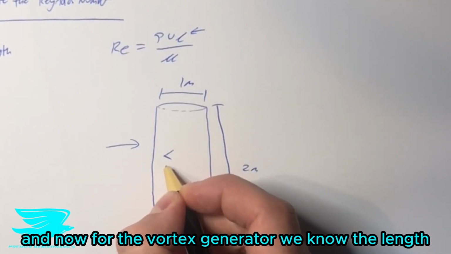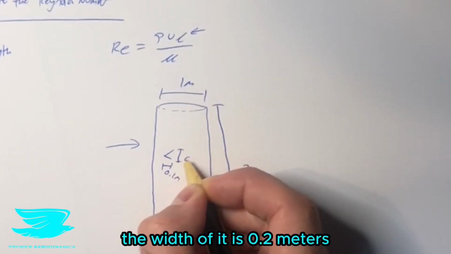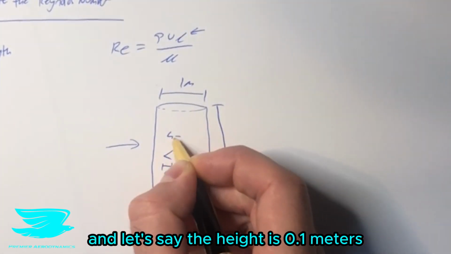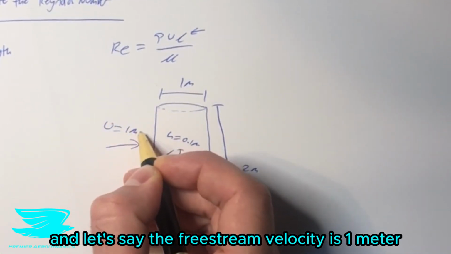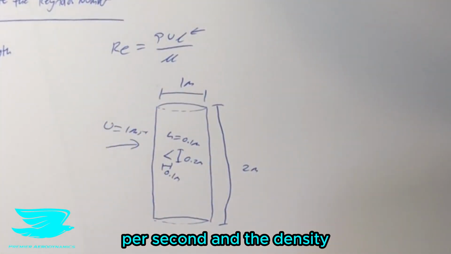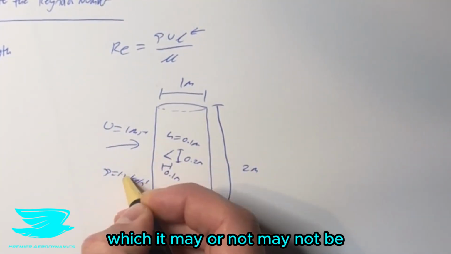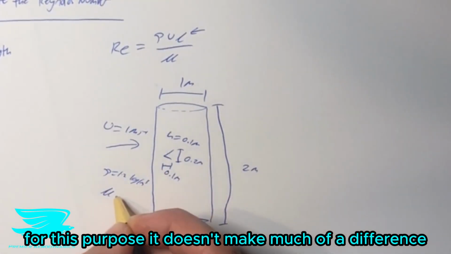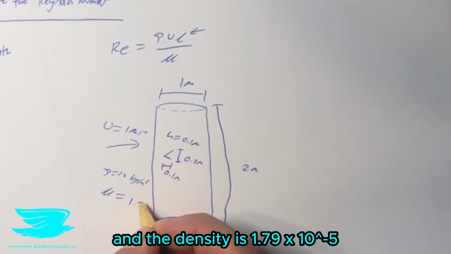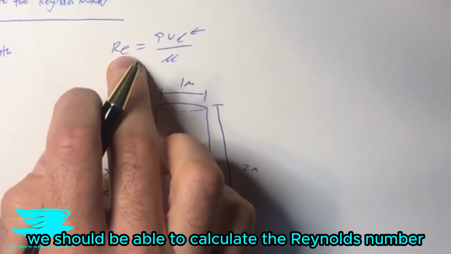And now for the vortex generator, we know the length, let's say it's 0.1 meters, the width of it is 0.2 meters, and let's say the height is 0.1 meters. And let's say the free stream velocity is 1 meter per second. And the density, let's say, is 1.2 kilograms per meter cubed, which usually it won't be, but let's just assume that for now. For this purpose, it doesn't make much of a difference. And the dynamic viscosity is 1.7 times 10 to the negative 5 Pascal seconds. So knowing all this information, we should be able to calculate the Reynolds number.